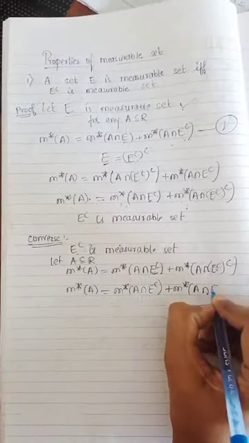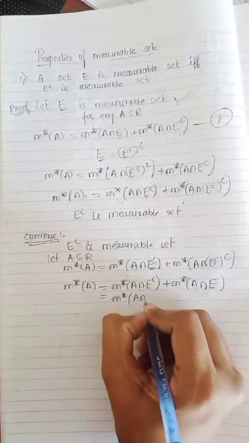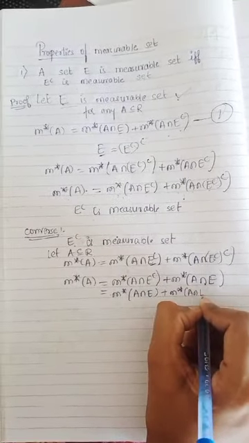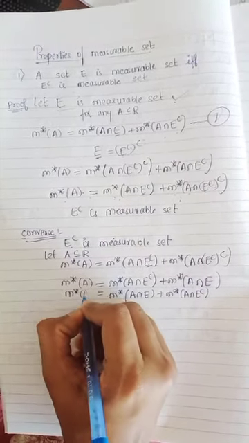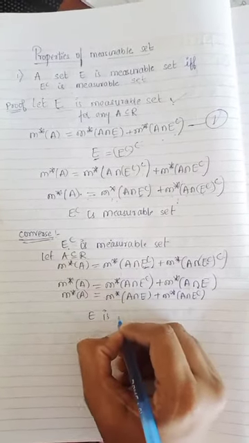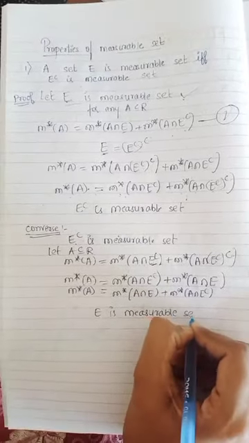It is nothing but E. Now arrange the terms, you will get M star of A intersection E plus M star of A intersection E complement. Now E satisfies the condition of a measurable set. So we can say that E is a measurable set.